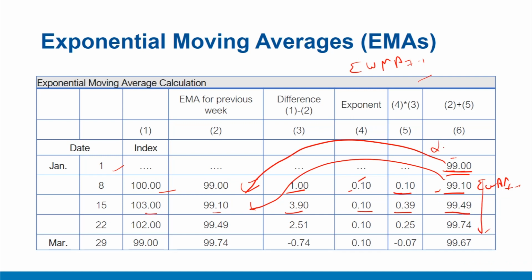Notice the choice of alpha or exponent determines how much weightage is given to the current or new information incorporated in this price. More the alpha, greater weightage is given to the latest information. Less the alpha, more weightage is given to the older information.